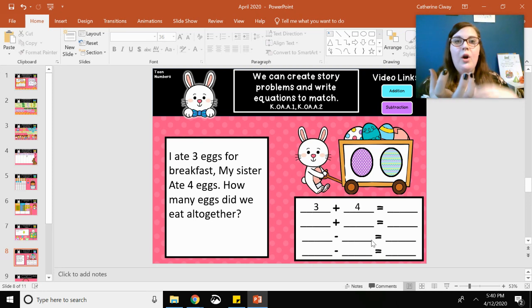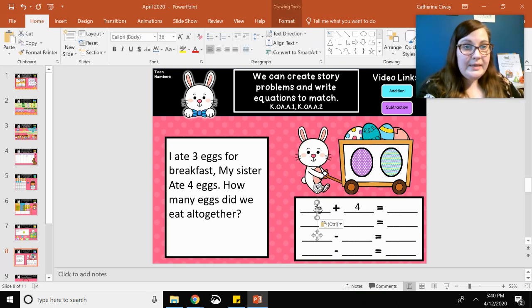So am I adding or am I subtracting? Am I getting bigger or am I getting smaller? Those are the questions I need to ask myself when I'm doing addition and subtraction problems. I need to add because my sister ate some, I ate some. We want to know how many were eaten all together. And my answer would be 7. I ate 7 altogether.